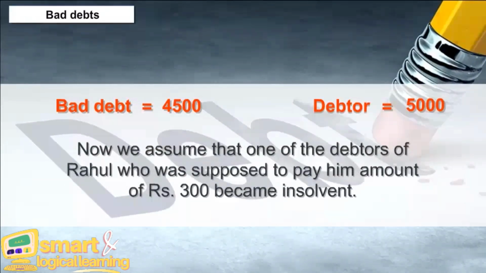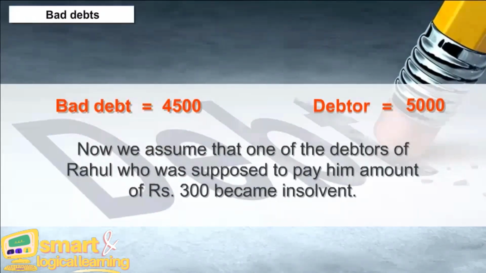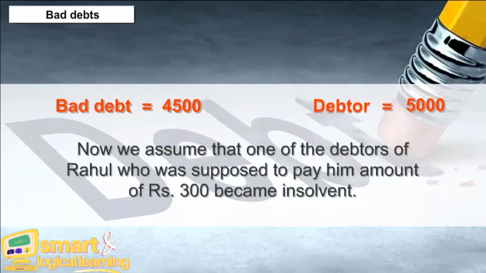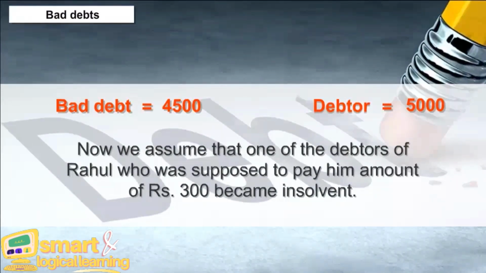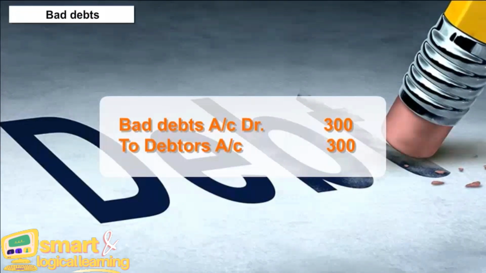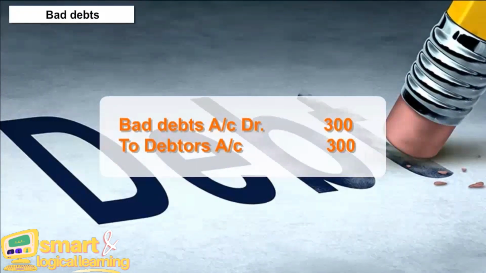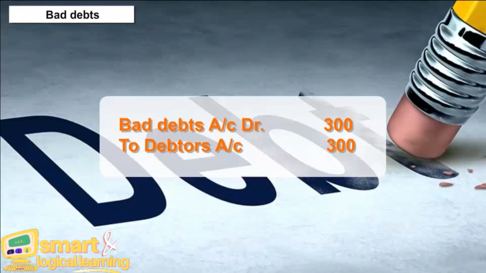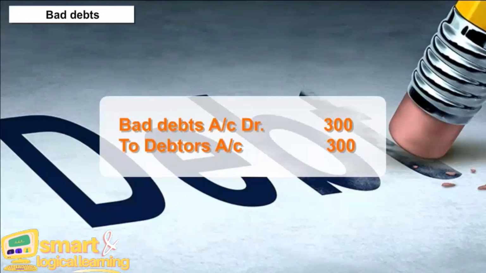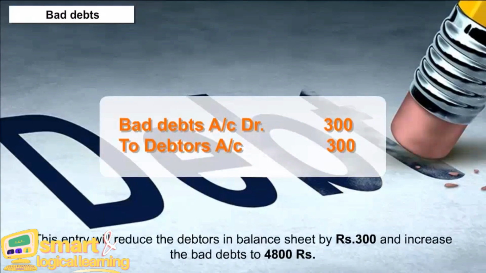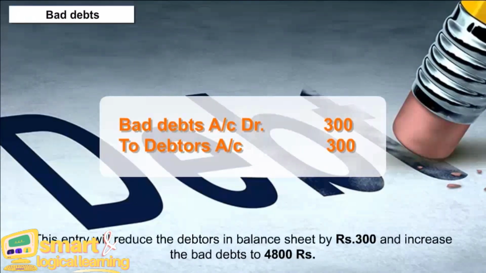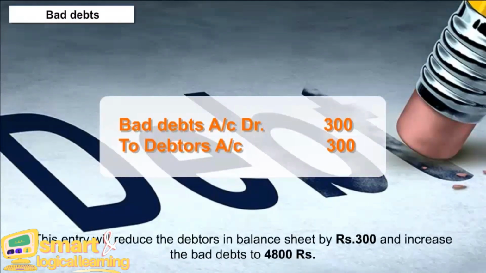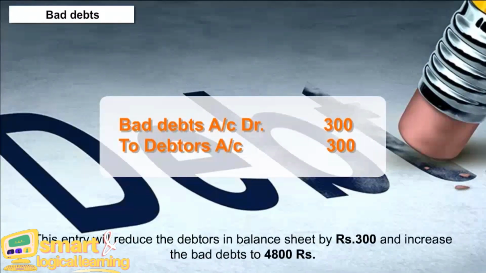Now we assume that one of the debtors of Rahul who was supposed to pay him the amount of 300 rupees became insolvent. So the adjustment entry for the same will be done as follows. Bad debt account debited 300 to debtors account 300. This entry will reduce the debtors in the balance sheet by rupees 300 and increase the bad debts to 4,800 rupees.